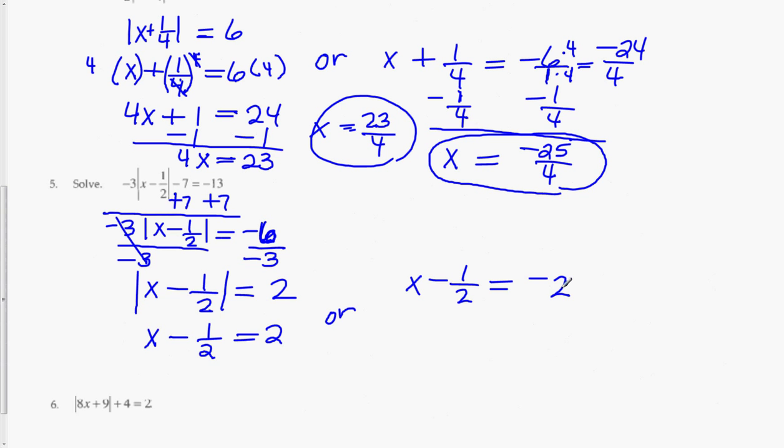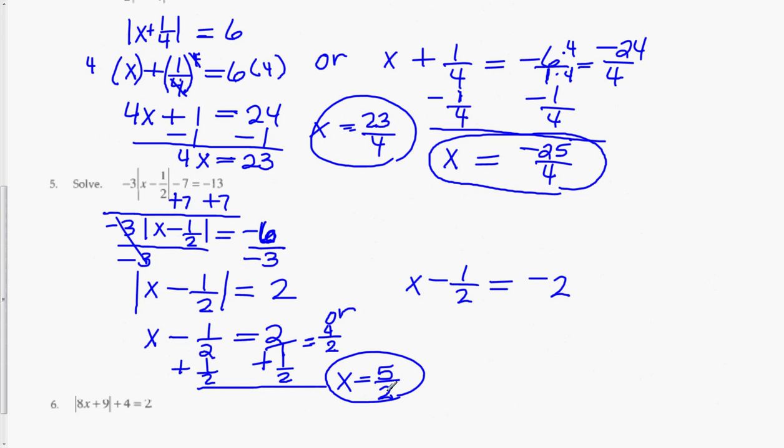Let's do this one. Let's just add 1/2 to each side. So I'm going to add 1/2. Some of you are probably doing this on your calculator, which is fine. So 2 plus 1/2, that'd be 2/1. If I change that to an equivalent fraction, that's 4/2. So 4/2 plus 1/2 gives me 5/2. There's one answer.